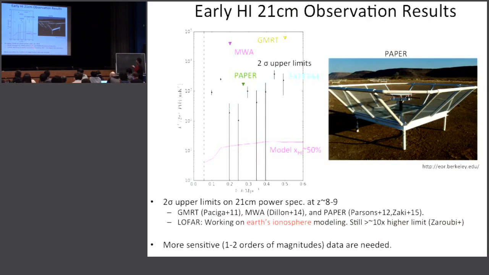We also need more sensitive instruments, and of course the most challenging part of 21 centimeter observation is how to model the Earth's ionosphere, which is the great foreground source that doesn't allow you to push the detection limit.